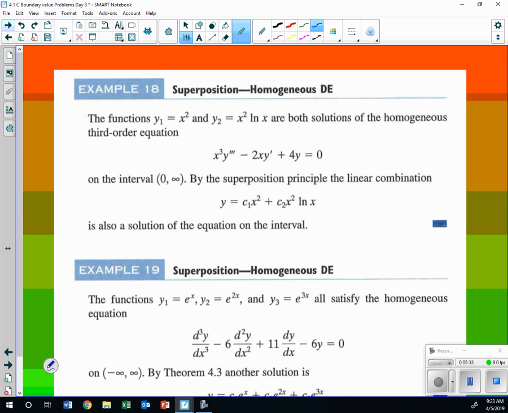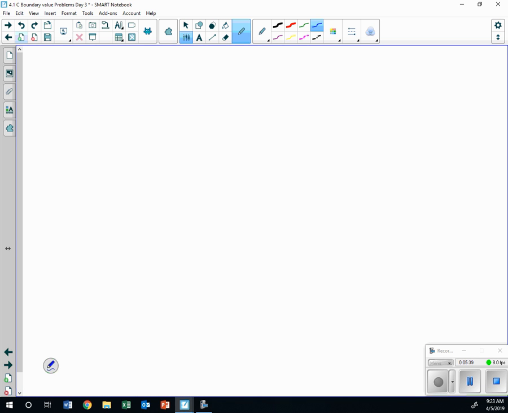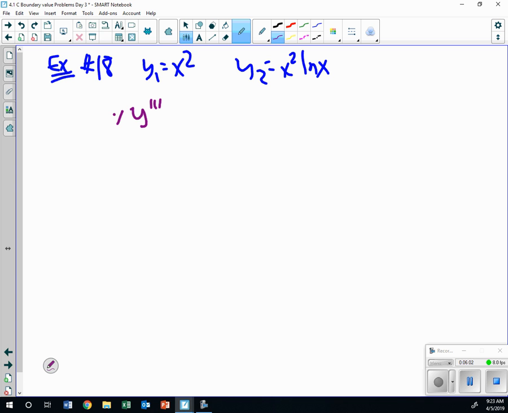And I like this example 18. Would you go with me, would you write on a blank spot? We're going to do number 18 here together. I don't like them having done it, so we're going to do it. y1 equals x squared, y2 equals x squared ln of x. And we're looking at the equation y triple prime times x cubed minus 2x y prime plus 4y is equal to 0.